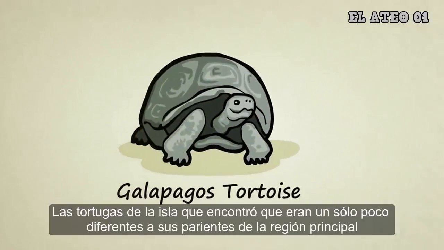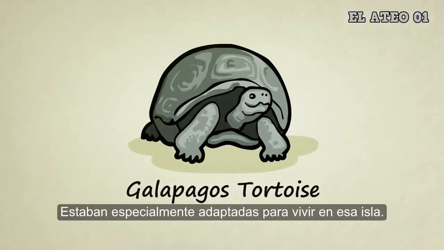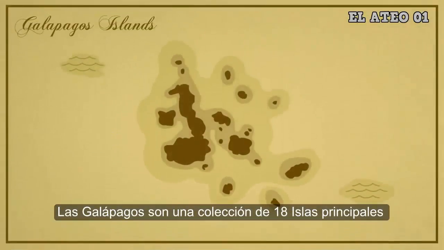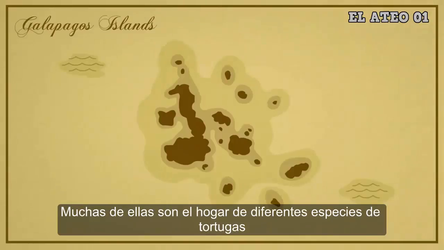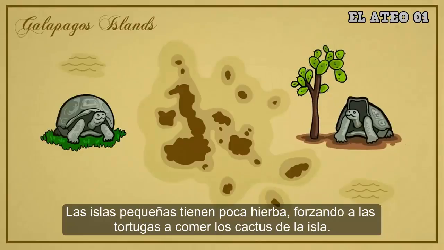The island creatures he found weren't just randomly different from their mainland cousins. They were specially adapted for island life. The Galapagos is a collection of 18 main islands, many of which are home to tortoises. The larger islands have lots of grass and vegetation. Tortoises there grow extra heavy and have dome-like shells. Some of the smaller islands have very little grass, forcing the tortoises to feed on island cactus.